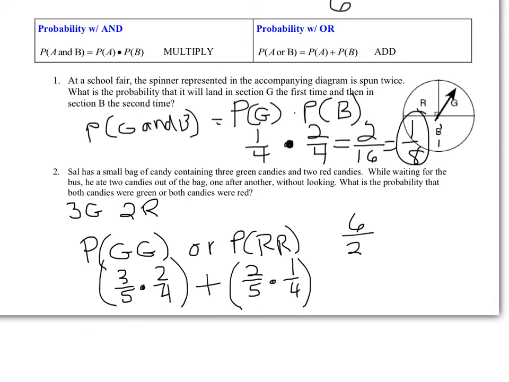So our probabilities will be 6 over 20 plus 2 over 20, which gives us 8 over 20, which reduces to 2/5. And that's it.